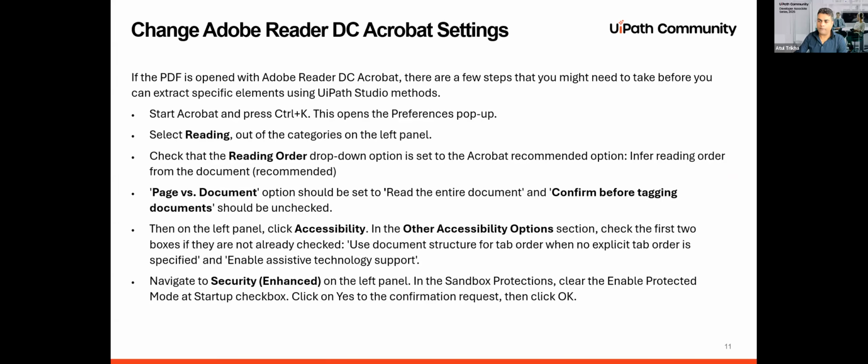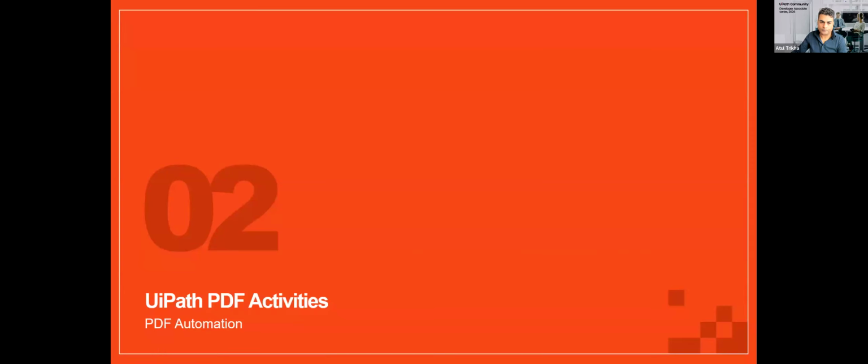Coming to the next. Before you start any kind of automation, there are recommended settings that you must do. And these are the steps. Once you get this presentation, you will get to know the exact steps, but we need to change some Adobe Reader settings if you are dealing with that. These are essential, because if you do not do it properly, then PDF automations will not be able to work.